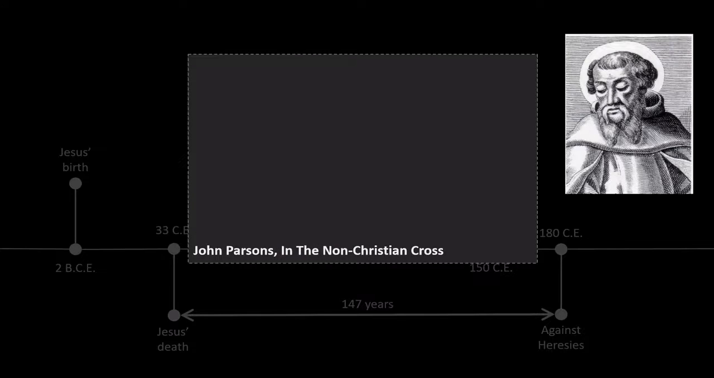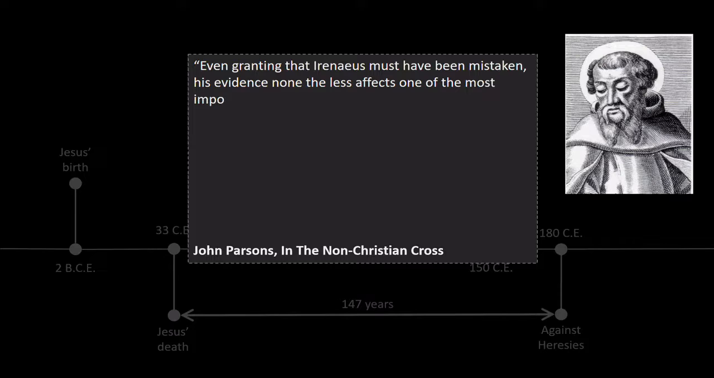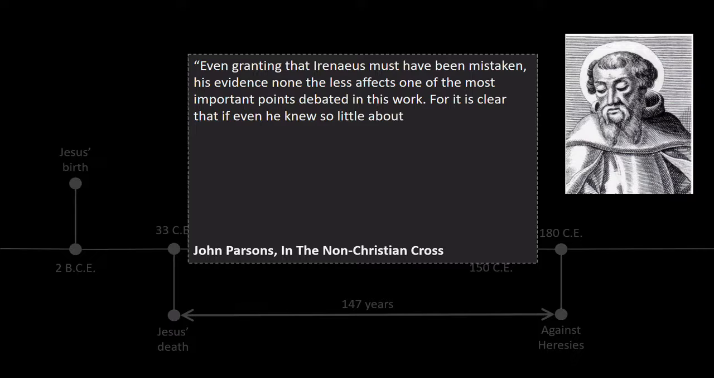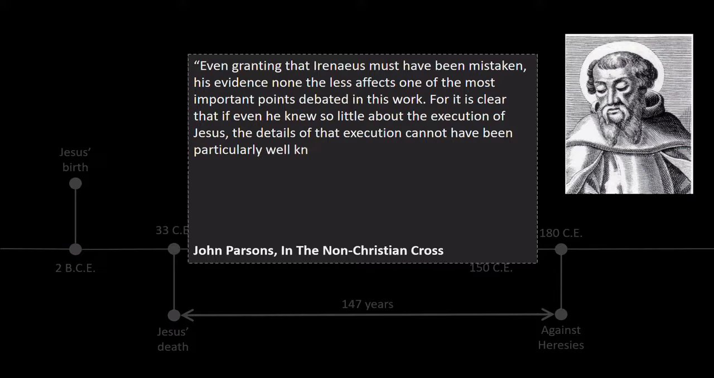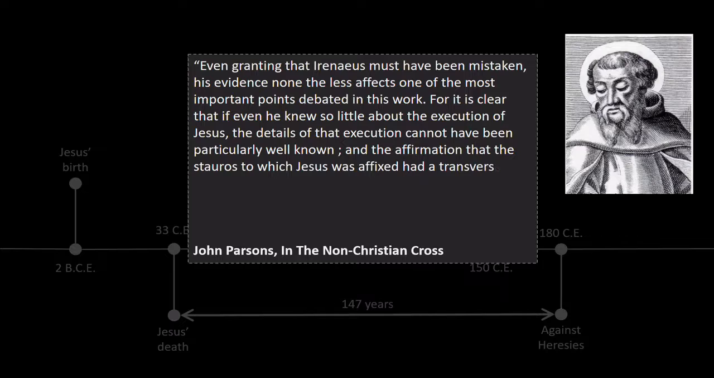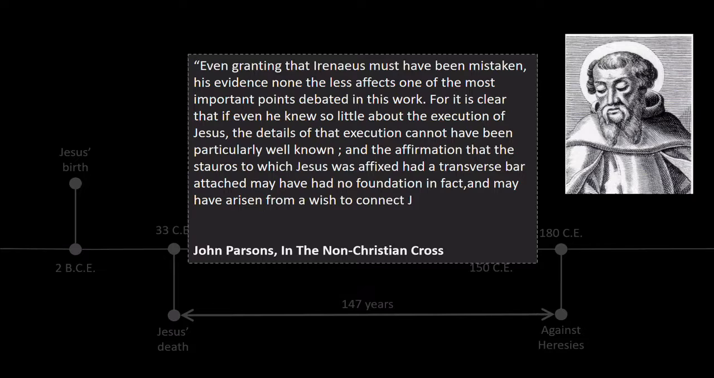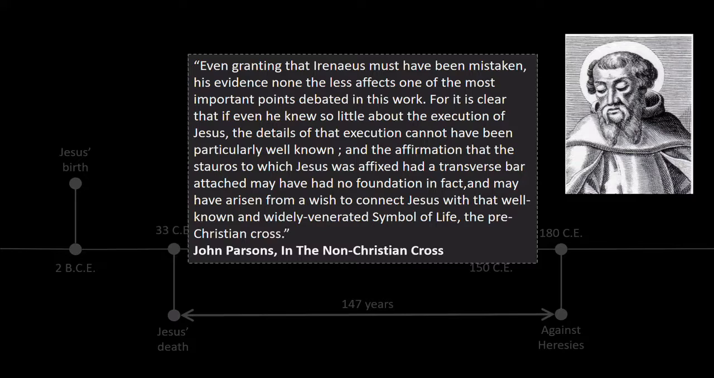In The Non-Christian Cross, John Parsons concludes, "Even granting that Irenaeus must have been mistaken, his evidence nonetheless affects one of the most important points debated in this work. For it is clear that even if he knew so little about the execution of Jesus, the details of that execution cannot have been particularly well known, and the affirmation that the stauros to which Jesus was affixed had a transverse bar attached may have had no foundation in fact, and may have arisen from a wish to connect Jesus with that well-known and widely venerated symbol of life, the pre-Christian cross."